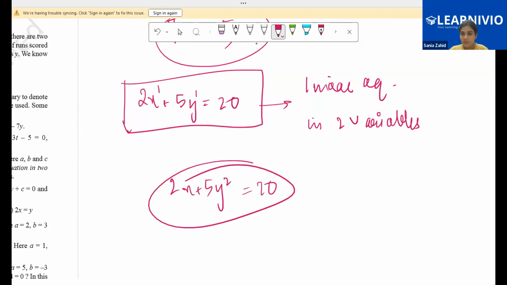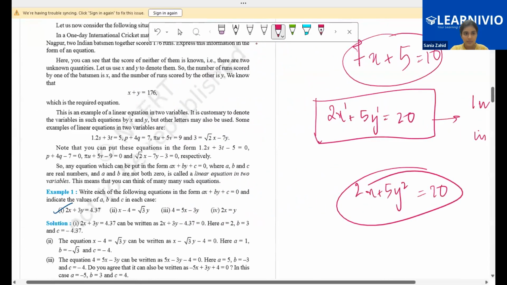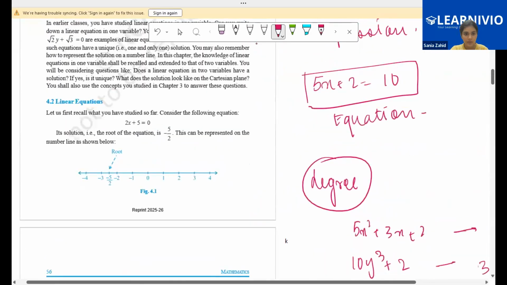No. Because it has a degree. Exactly, it has a degree of 2 for y. So that is why it is not a linear equation in two variables, but it is an equation in two variables. Okay. So this was the basic meaning of the chapter that we will be studying about.